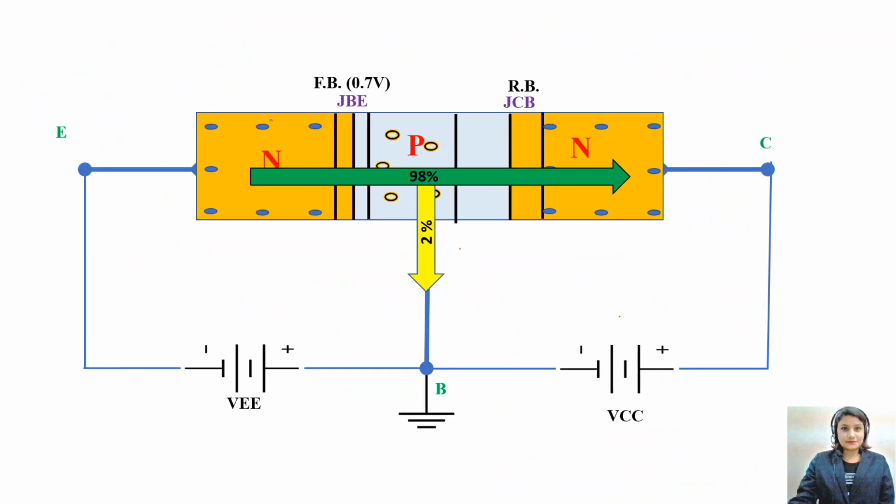So this diagram will show that out of the 100% of electrons, 98% are moving in the forward direction towards the collector, and only 2% of electrons are recombining in the base. They are coming inside of the base.